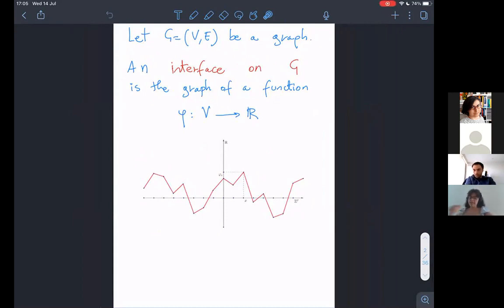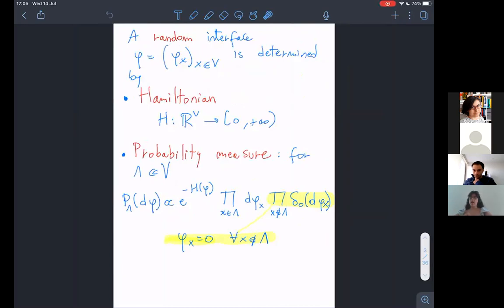These interfaces come from the biophysics and physics literature, where they model separating surfaces between different media. You can imagine that in nature, interfaces are not deterministic in general. There is some randomness to them. So I would like to put a probability measure on possible height configurations. How am I going to do this? I'm going to use the classical Gibbs formalism, and define a random interface via a probability measure.